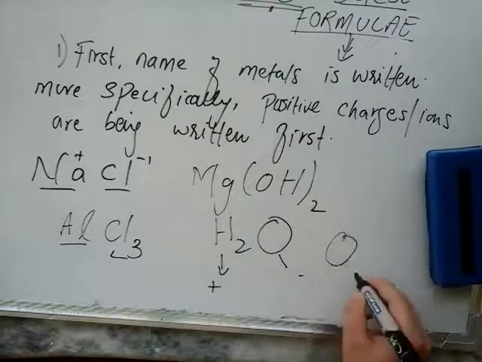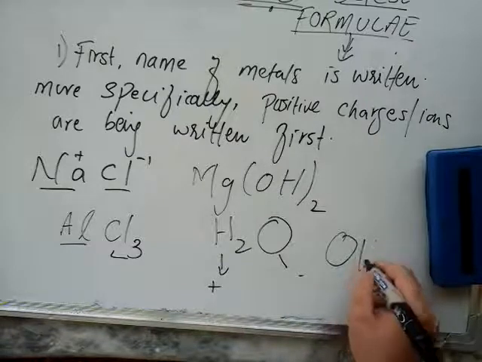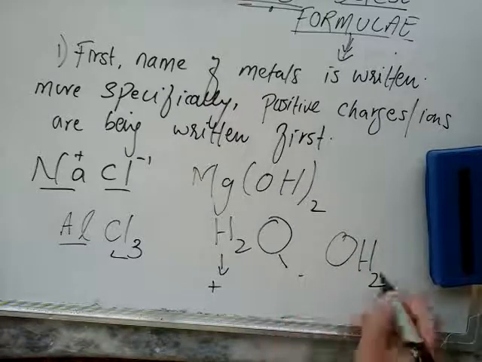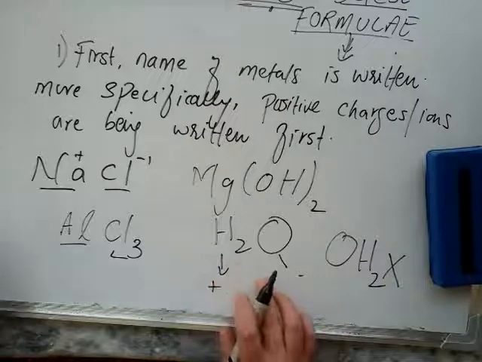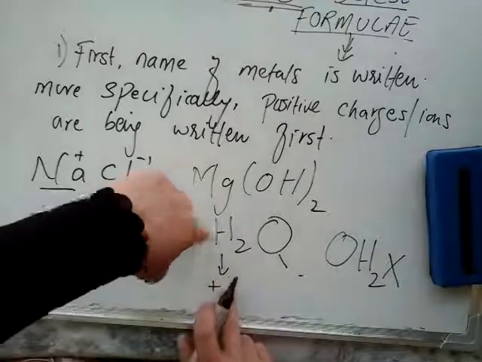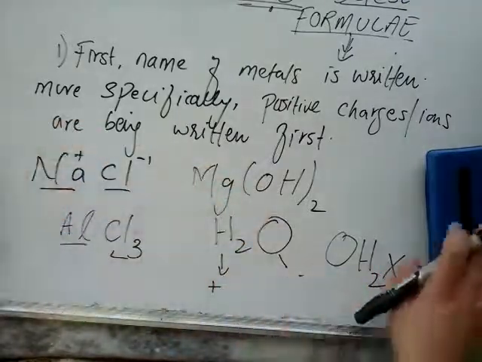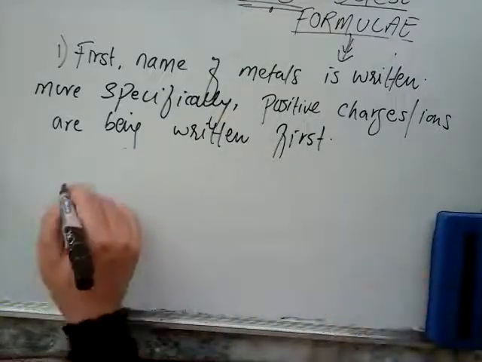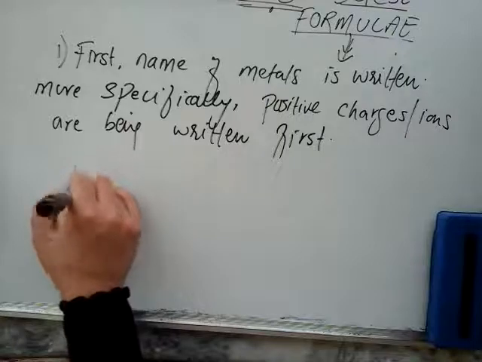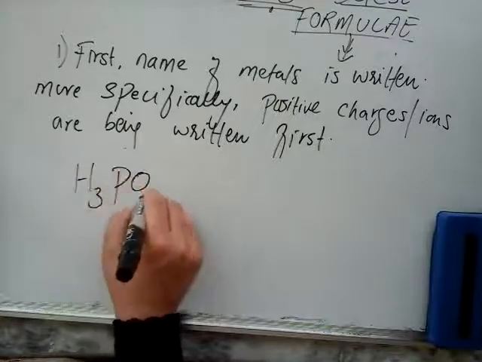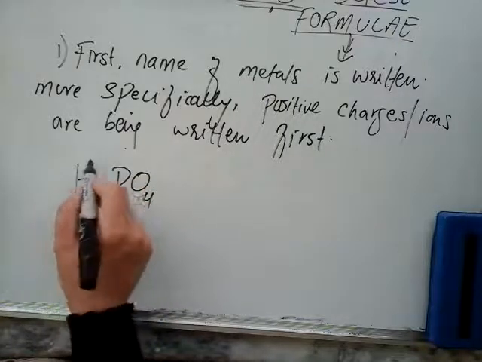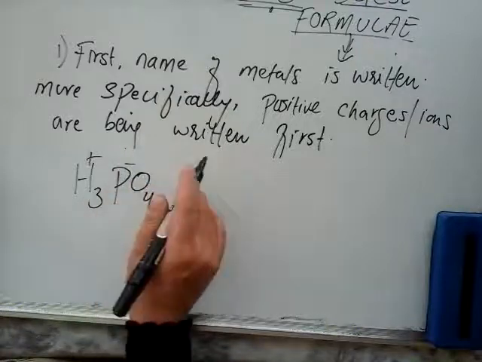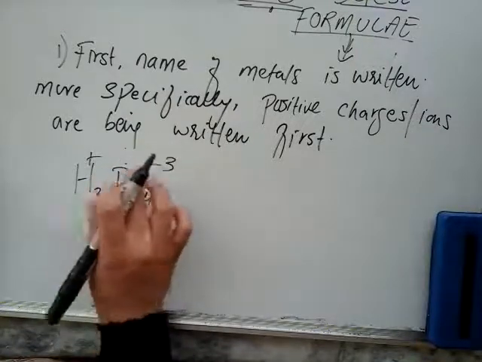I cannot write the formula of water like this, OH2. No, it is not correct. First I need to write the positive ion and then the negative ion. Is that clear? In the same case, another formula, for example, H3PO4. Okay, hydrogen is plus, and phosphate has a -3 charge.